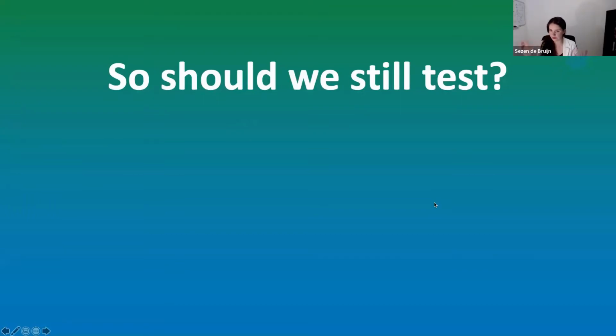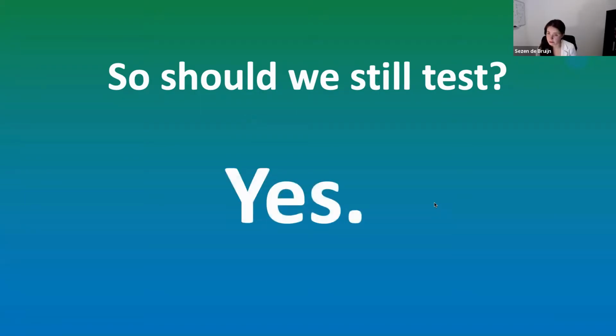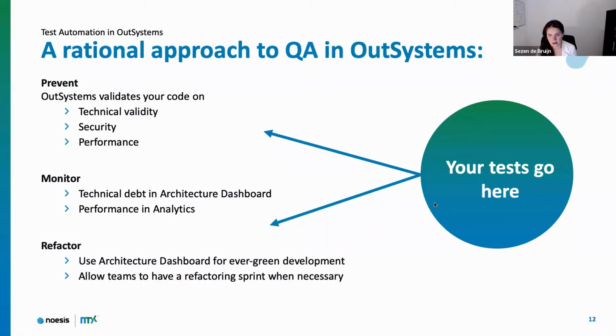So if we've got all of these quality assurance capabilities, should we then still test? And the answer to that is quite simple. Yes, you should still test. So let's talk about why you should still test. The picture that I showed you just before wasn't completely complete, because while we were checking for technical validity, security, and performance, there was one thing that was still missing in it, and that's functional, whether the functionality that you built is actually the functionality that you want.